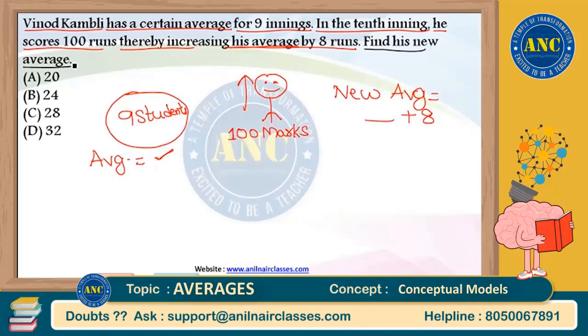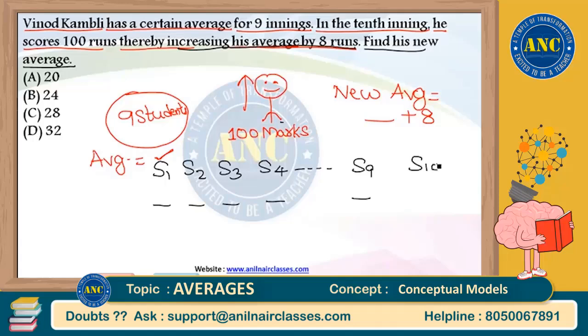Now, see here. Think logically, sir. Can I say that the average increases by 8 marks? What is the meaning of average increases by 8 marks? Let me write it for your better understanding. Student 1, student 2, student 3, student 4, like that 9 students are there initially. They had some average marks, right? And because this new 10th student is joining, who is actually getting 100 marks inside the class, the average increases by 8 marks.